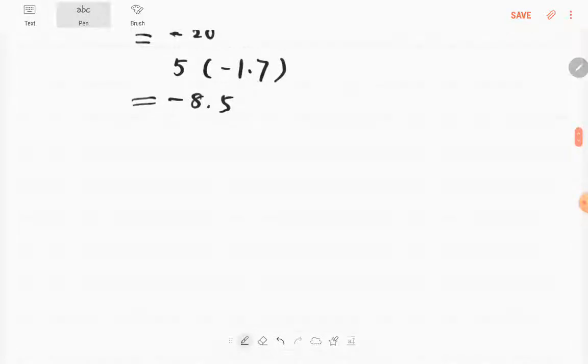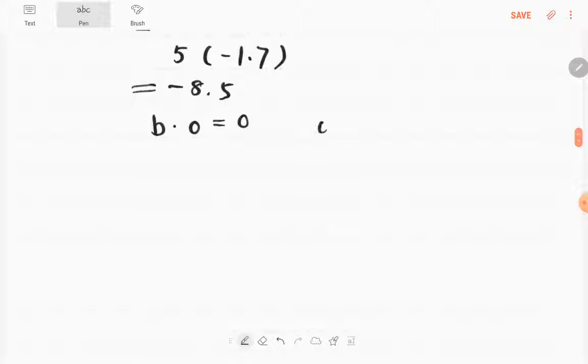All right, so for any real number b, b times 0 will always equal 0. Of course, 0 times b is still 0.